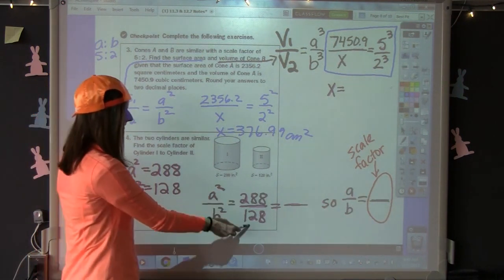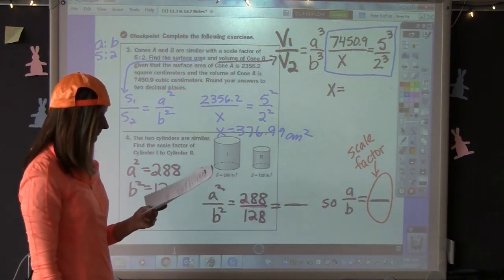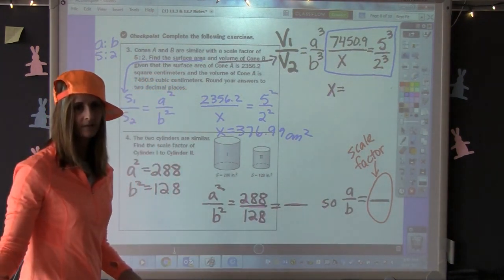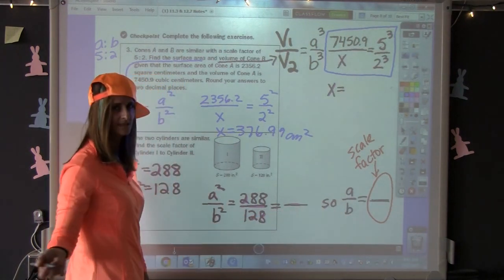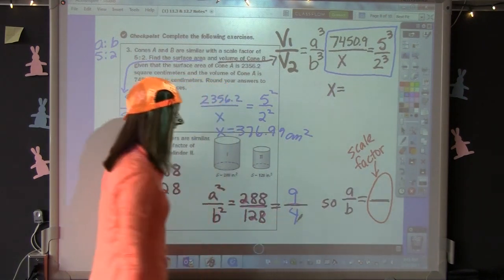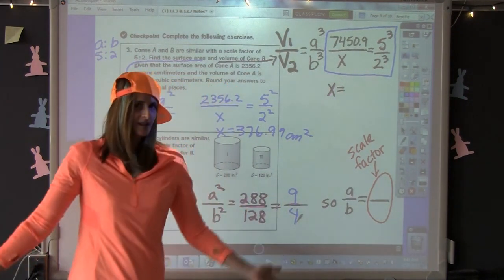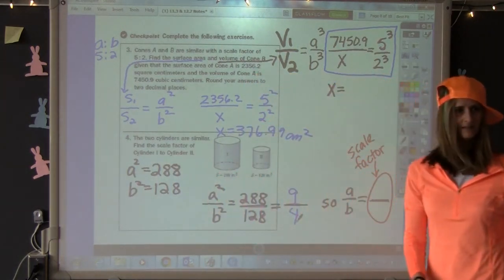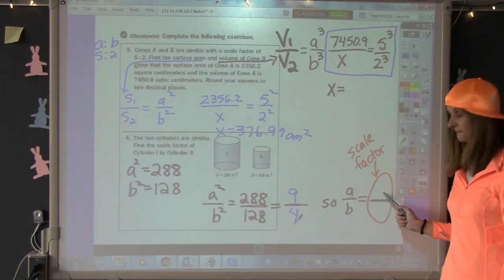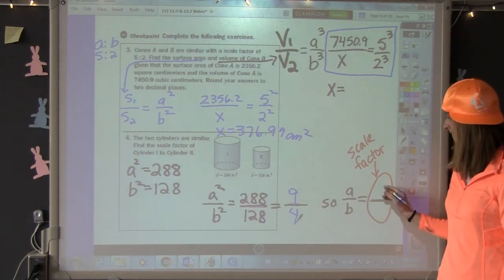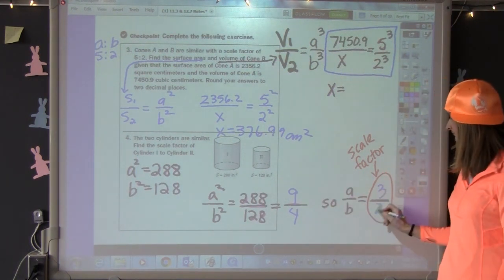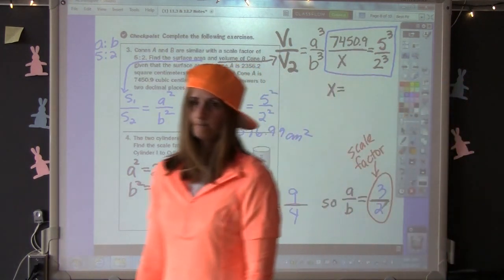Okay, so if A squared to B squared is this ratio, simplify it. When you simplify this, and you could use your calculator, what do you get? 9/4. Okay, if A squared is 9, what's A going to be? 3, because 3 times 3 is 9, or the square root of 9 is 3, and the square root of 4 is 2. So it's 3/2. There, that's it. That's the scale factor. That's it? That's it. Nice. That was easy.